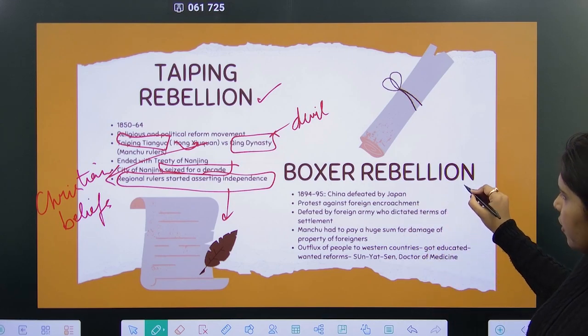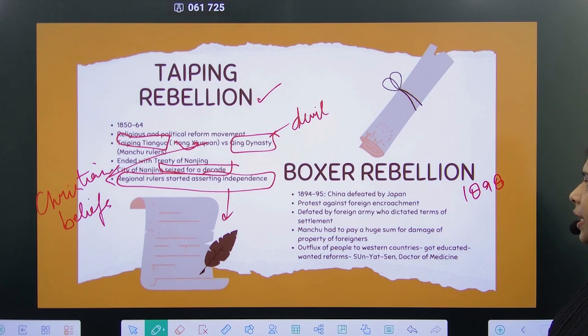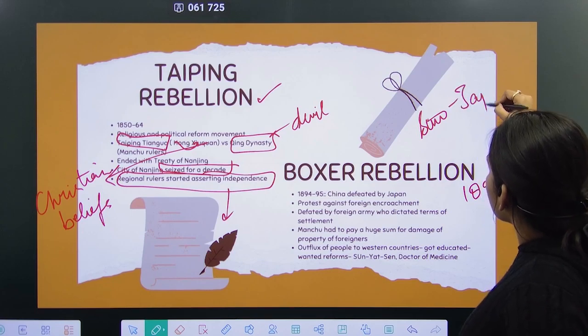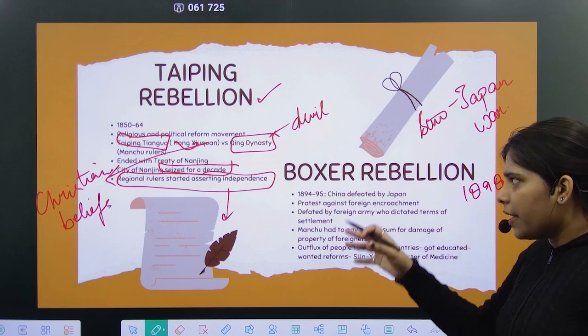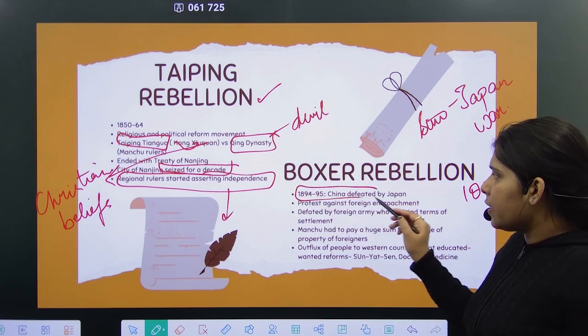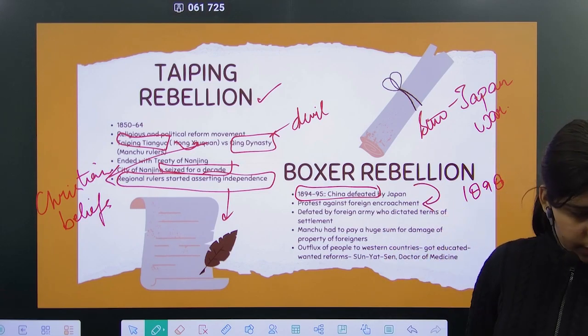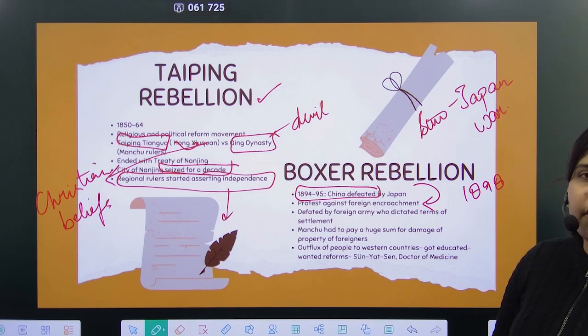Sorry, 1898, not 94, 1898. That was the Boxer Rebellion. Before the Boxer Rebellion, in 1894-95, we saw the Sino-Japanese War. The Japanese invaded China and defeated the Chinese. After that, they started encroaching on Chinese properties, their land, their states, everything.